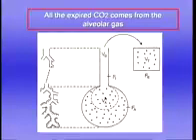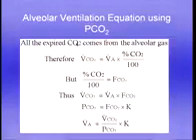And that allows us to set up an equation, so tighten your seatbelt a bit. What we're saying is all the expired CO2 comes from the alveolar gas. So the volume of CO2 per minute exhaled, V dot CO2, volume per unit time, is equal to the alveolar ventilation times the percentage concentration of CO2 in the expired gas. In other words, if you've got 5% CO2, only 5% of the molecules are CO2.